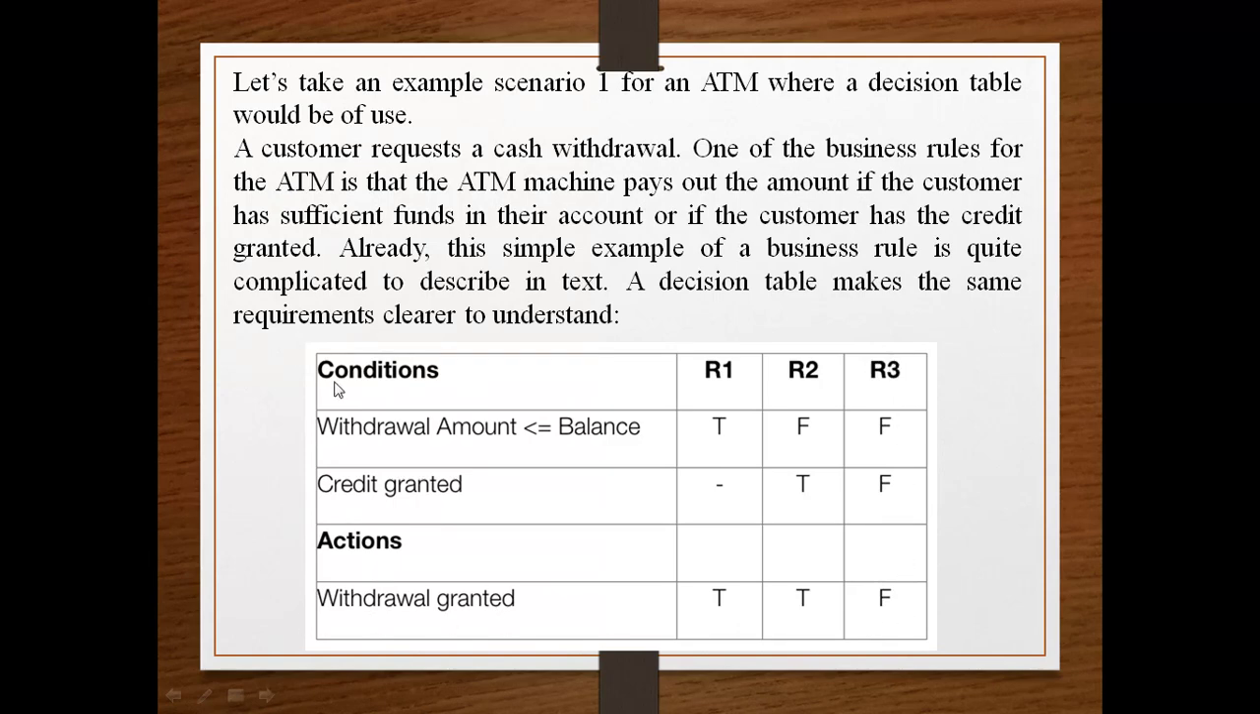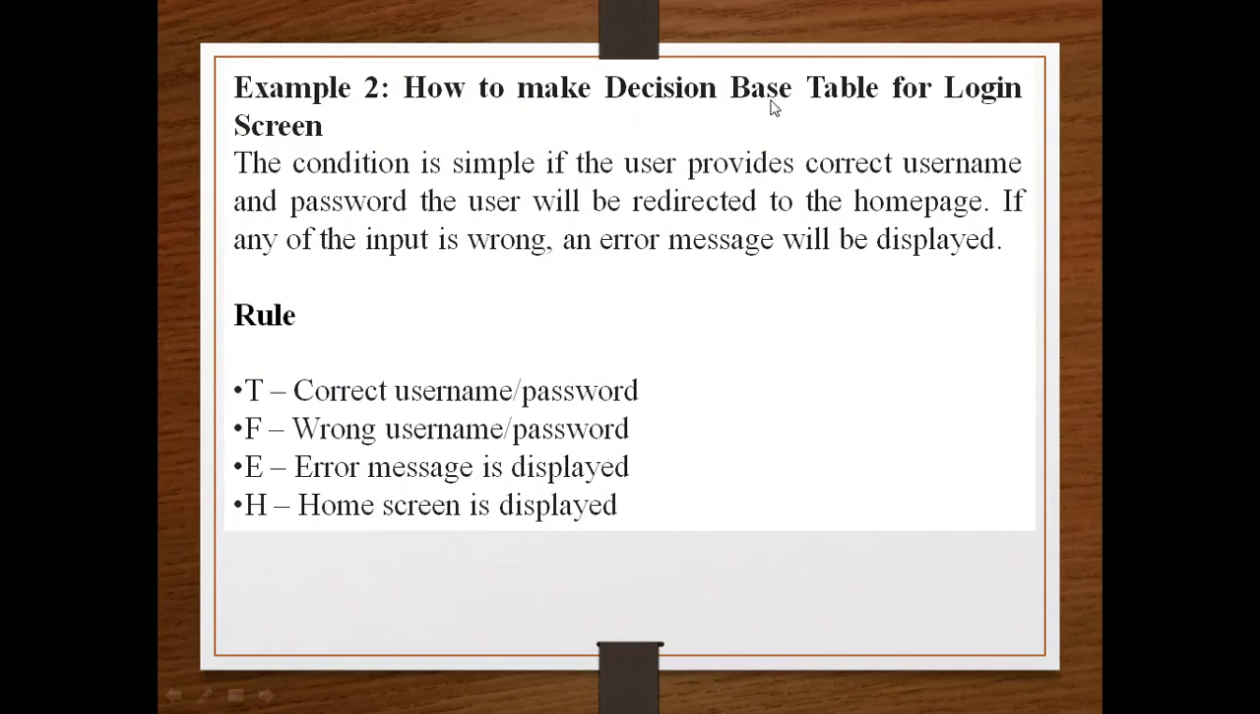Clear? Let's go ahead. How to make a decision table for the login screen? Let's go for the login screen now. Now the login screen says that if my username is correct and password is correct, show me the home screen. If my username is correct and my password is wrong, it should display the error message that my password is wrong. Vice versa, if my username is wrong and password is correct, it should give me an error. Else it should exit the page. Currently here we are just going to display the error message.